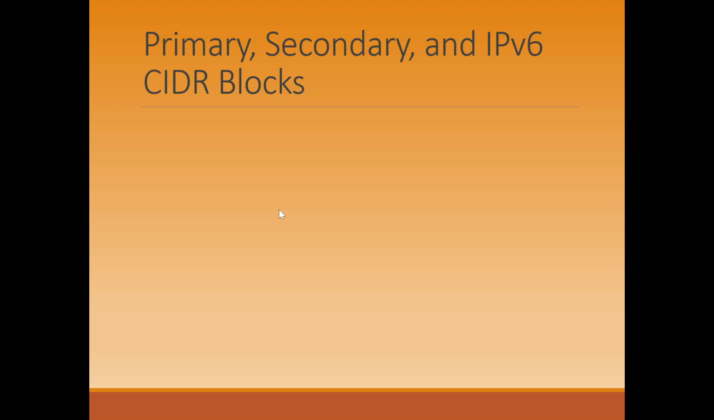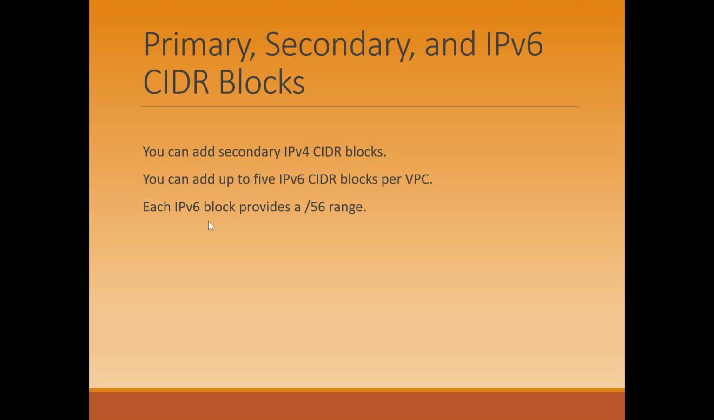Primary, secondary, and IPv6 CIDR blocks. You can add secondary IPv4 CIDR blocks. You can add up to 5 IPv6 CIDR blocks per VPC. Each IPv6 block provides a range of /56.